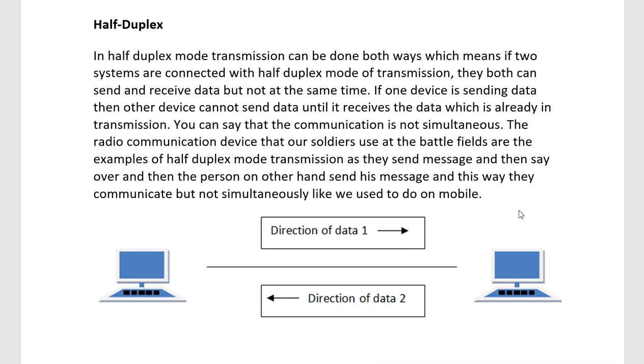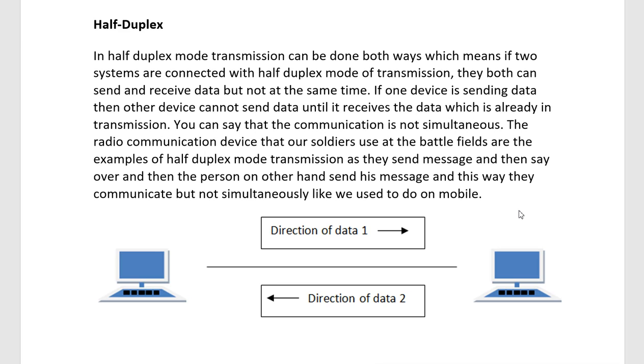Then we have half duplex. In half duplex mode, transmission can be done both ways, which means if two systems are connected with half duplex mode of transmission, they both can send and receive data, but not at the same time. If one device is sending data, then the other device cannot send data until it receives the data which is already in transmission. You can say that the communication is not simultaneous.